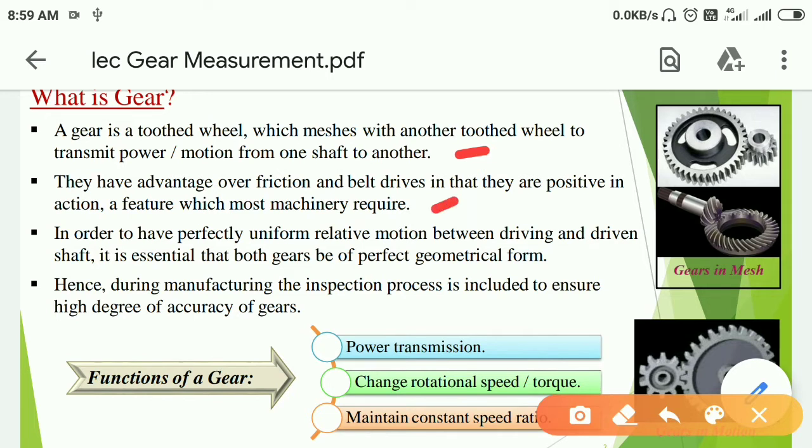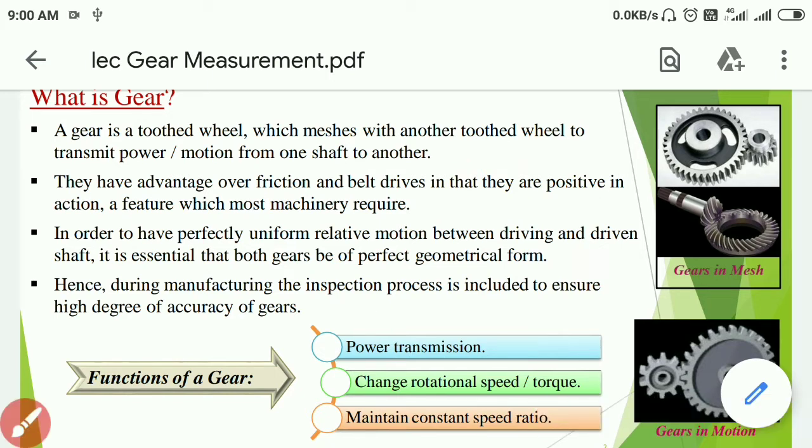In order to have perfectly uniform relative motion between driving and driven shaft, it is essential that both gears be of perfect geometric form. Hence, during manufacturing, the inspection process is included to ensure high degree of accuracy of gears.